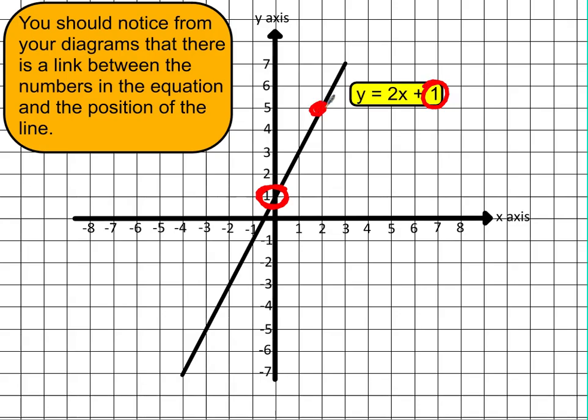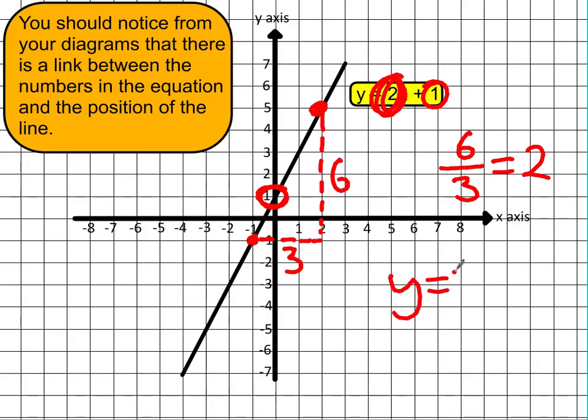Let's pick this particular point here at (2, 5), and any other point on the line. Let's pick this particular point here at (-1, -1). Now, if we look at the change in y divided by the change in x, we should end up with 2. So the change in y is 6, the change in x is 3, and if we do the change in y divided by the change in x, we get 2. And that is where this number here, that 2, is coming from. That's why the equation is y equals 2x plus 1.